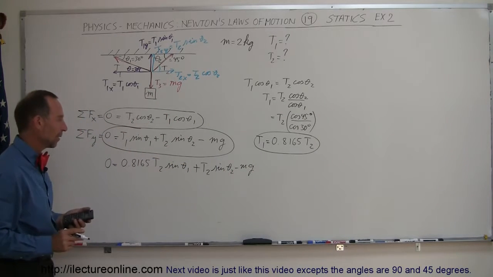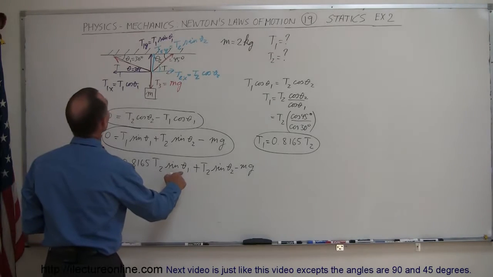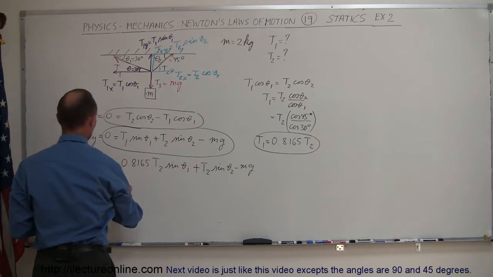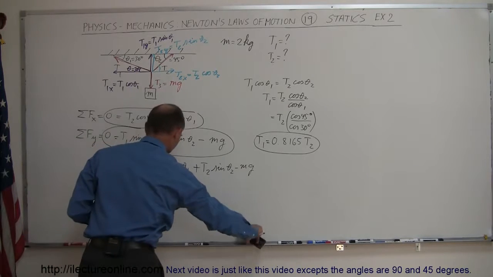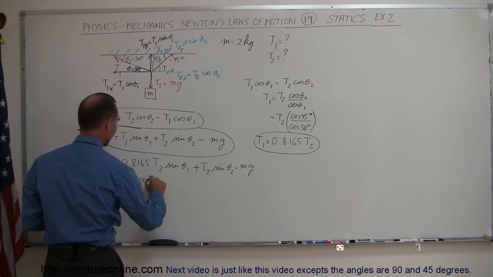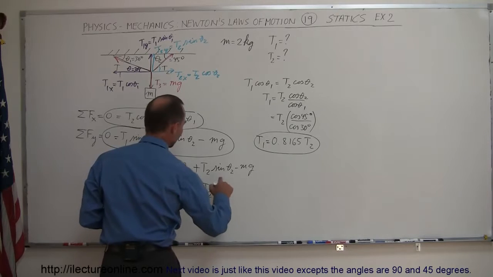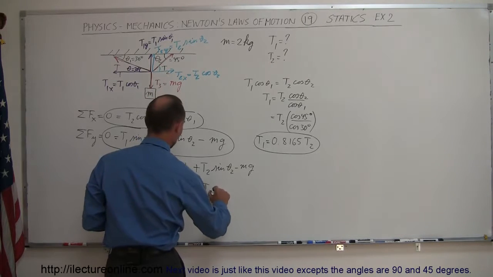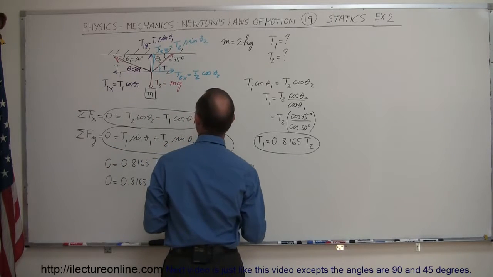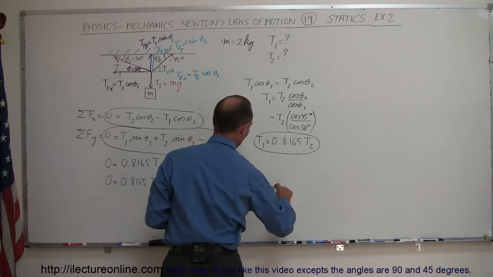All right, I now have an equation with just the one unknown. Let's plug in everything that we know. So we have the sine of theta 1. Theta 1 is 30 degrees. The sine of 30 degrees is 1/2. So we have 0.8165 T2 times the sine of 30 degrees plus T2 times the sine of theta 2, which is 45 degrees, the sine of 45 degrees, minus mg. Of course, m is 2 kilograms, and g is 9.8 meters per second squared.